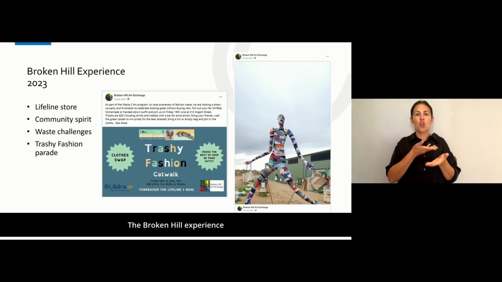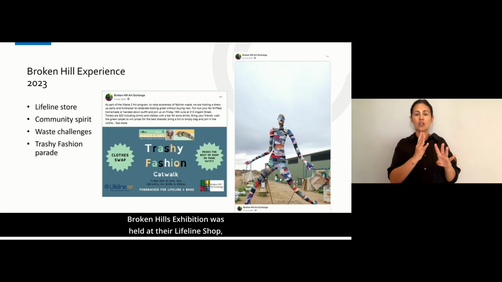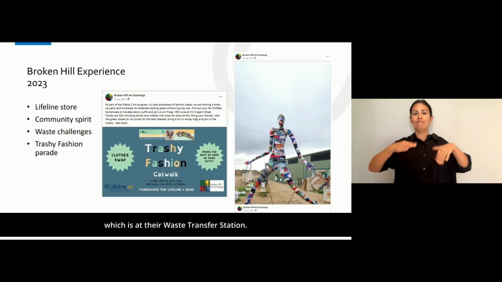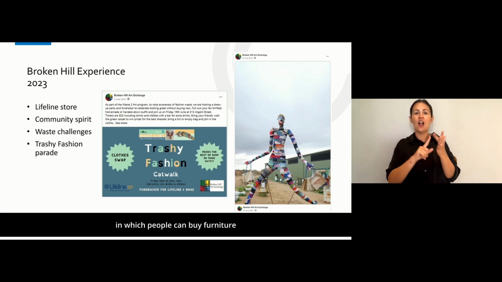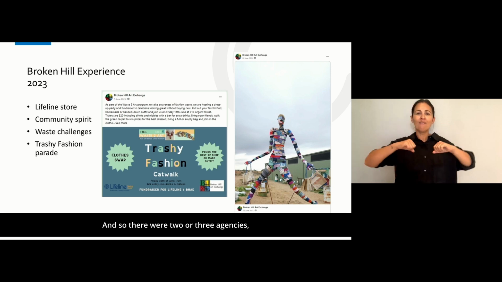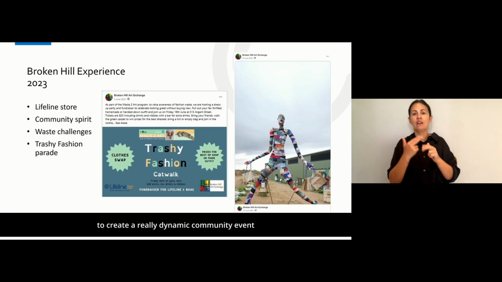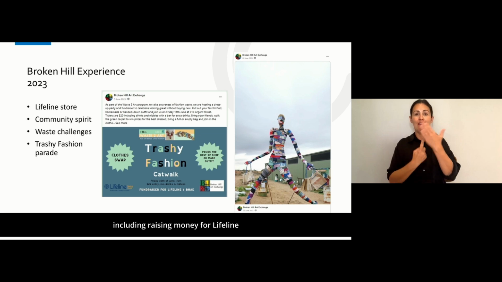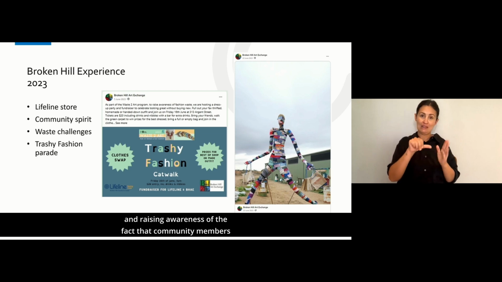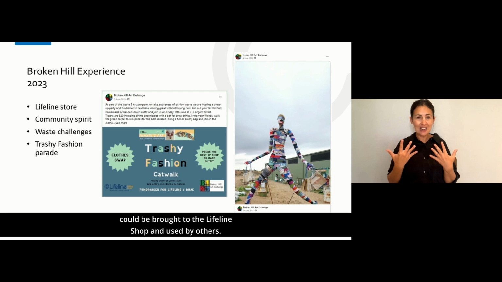The Broken Hill experience, they came on for the first time last year, and they had a trashy fashion parade with materials made from the Waste Recovery Centre at Broken Hill. Broken Hill's exhibition was held at their Lifeline shop, which is at their waste transfer station. The Lifeline shop is a really large structure in which people can buy furniture and all sorts of other things that are recovered before they go to landfill. And so there were 2 or 3 agencies, including the Broken Hill Art Exchange, who all came together to create a really dynamic community event that served a lot of purposes, including raising money for Lifeline and raising awareness of the fact that community members could bring any material that was appropriate for regifting to the Lifeline shop and used by others.